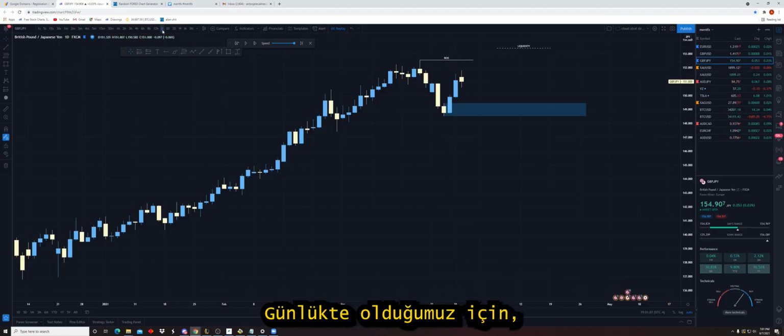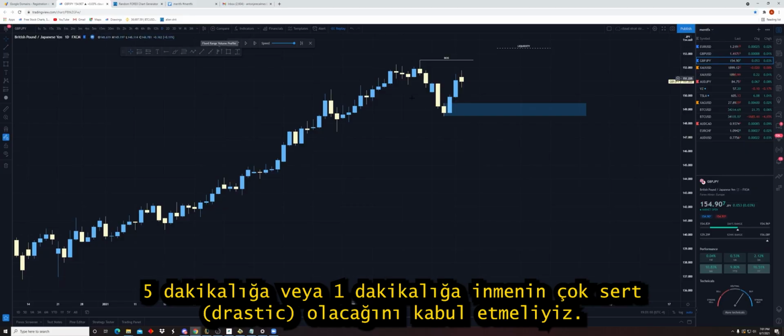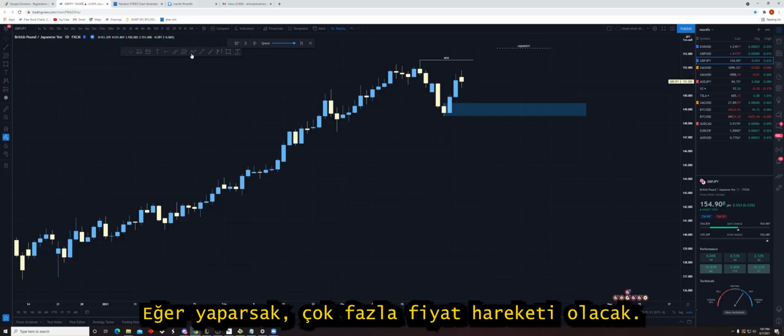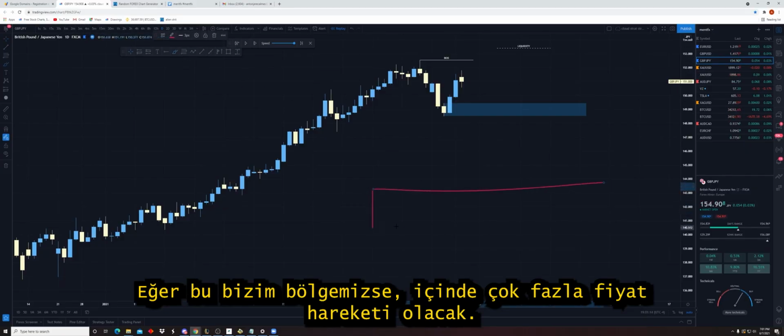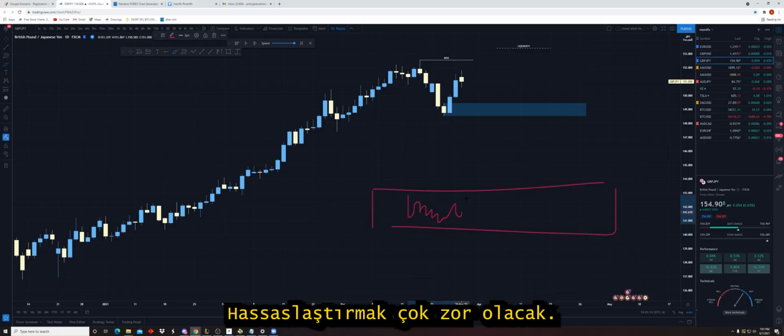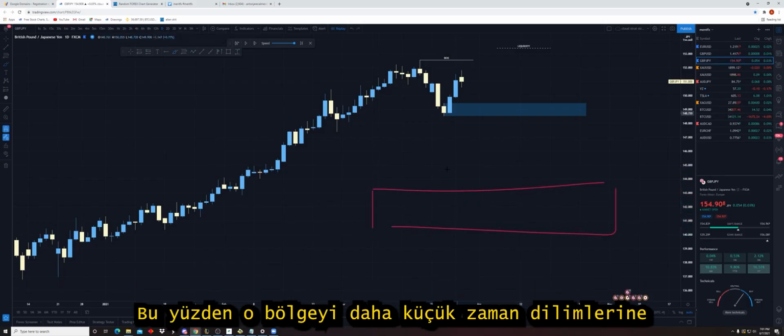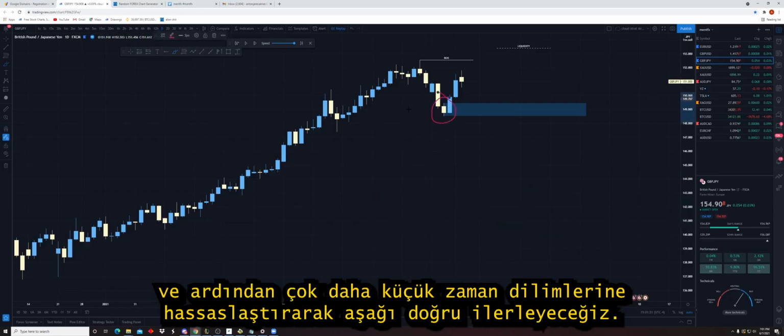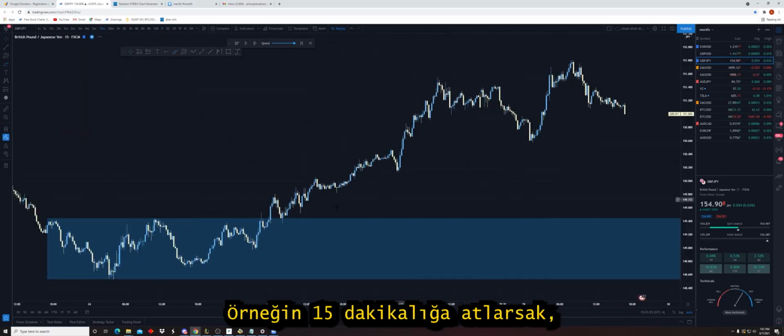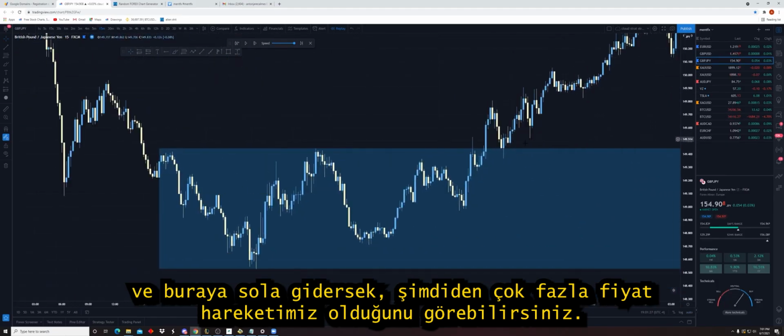So because we're on a daily, we need to recognize that going to 5 minute or 1 minute is too drastic. If we do, there's going to be a lot of price action in there. It's going to be very hard to refine. So we're going to work our way down by refining that zone to smaller time frames and then to the much smaller time frames. So if we jump to a 15 minute, for instance, and we go to the left here, you can see we already have a lot of price action.